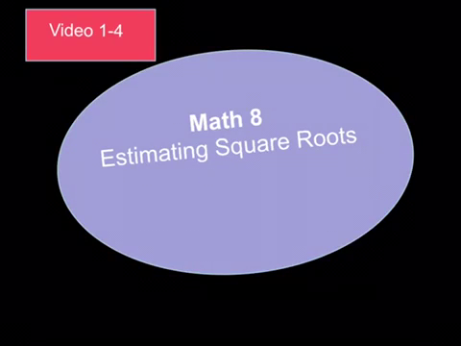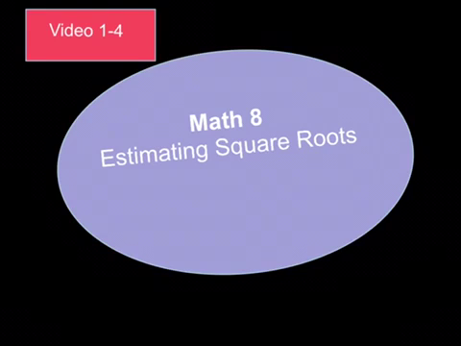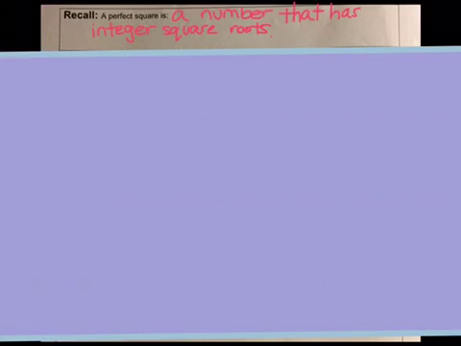This is the video for Unit 1, video 4, for Math 8, estimating square roots. Now recall that a perfect square is a number that has integer square roots. And what I mean by that is, for example, the square root of 25 has 5 and -5 as square roots. So it comes out to a whole number, or some nice integers, not decimals and fractions.